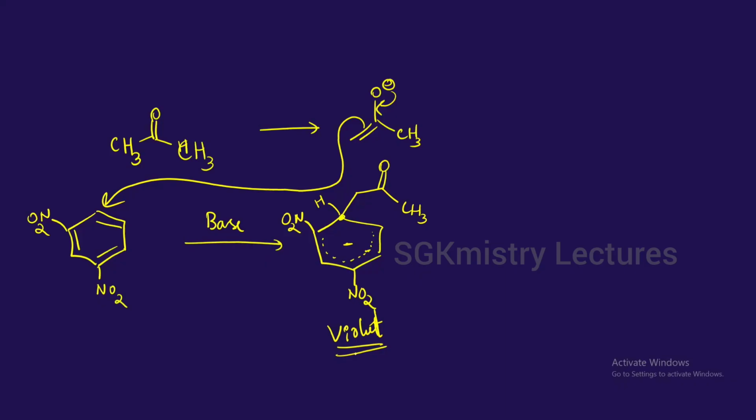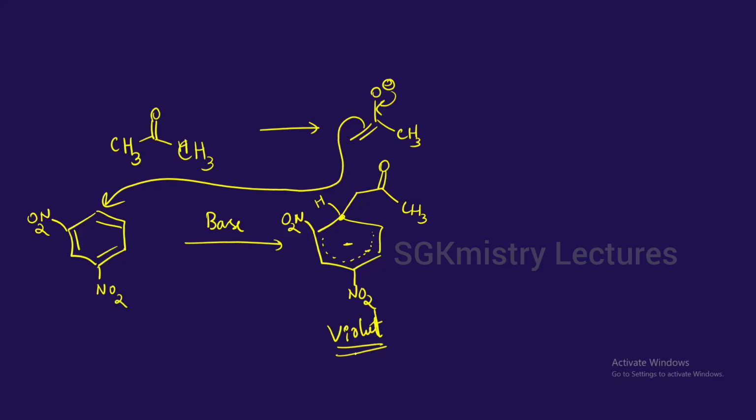But if there is only one nitro group, it does not stabilize this sigma complex that is formed. So because of that, only the compound in which there are 2 electron withdrawing nitro groups gives this respective reaction. Okay, the violet color is obtained.